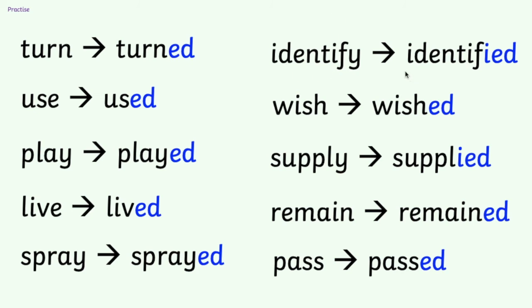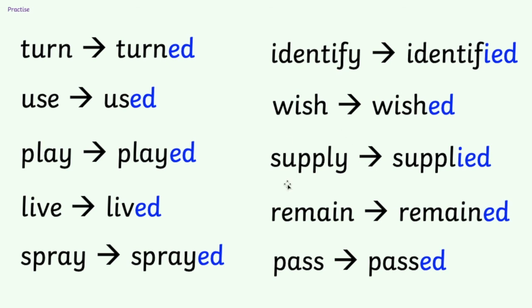And to make it into identified, well, we've got a Y by itself at the end here, so we need to change it first to an I, and then we can add ed for it to become identified. Look, there it is. There's that I there, and there's the ed. Next one, wish becomes wished, and you can see that that's just a simple one. We add ed on the end.